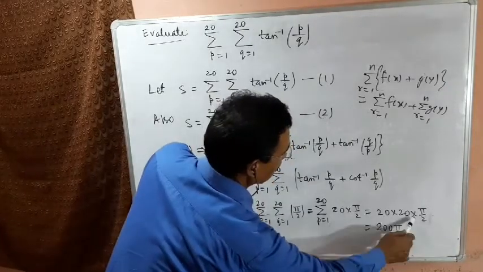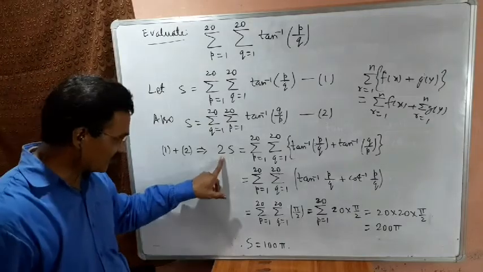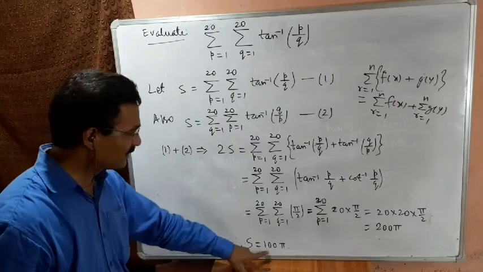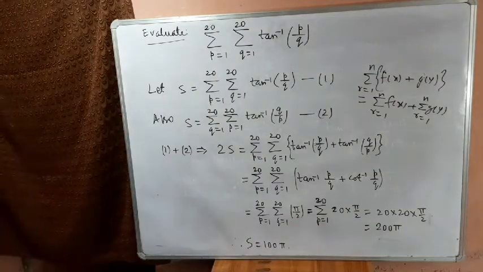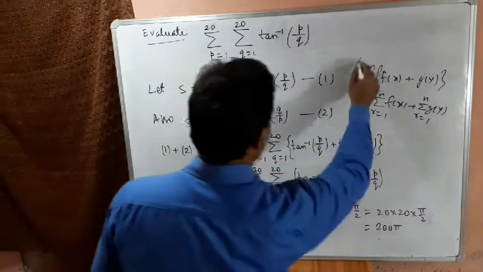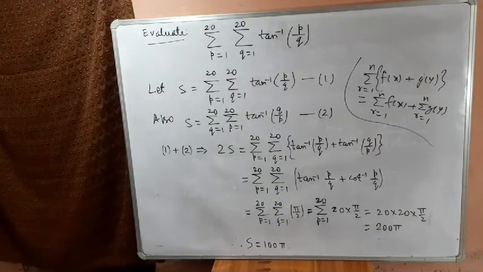This is 400 by 2, which is 200 pi. This is the value of 2S. 2S is 200 pi. Therefore S equals 100 pi, just half of 200 pi. Okay. In the next video I will proceed with some new chapters.